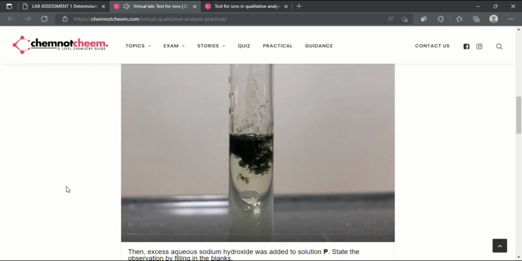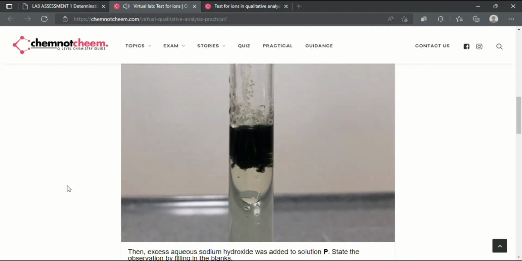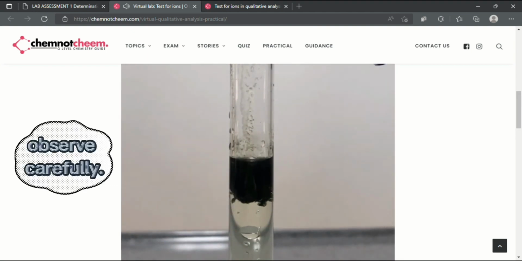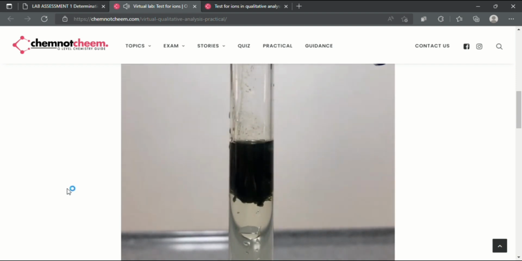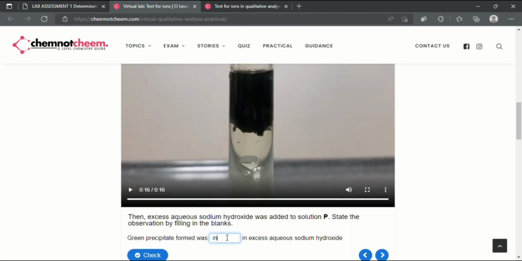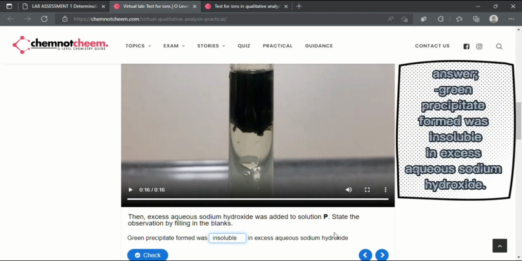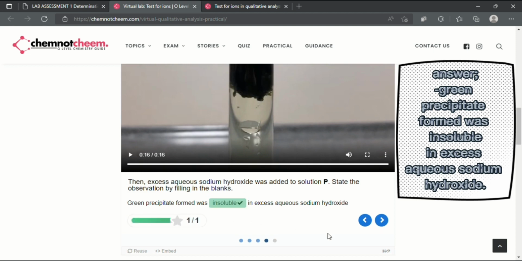Next, the excess aqueous sodium hydroxide was added to solution P. State the observation by filling in the blanks. Observe the video carefully. A green precipitate formed was insoluble in excess aqueous sodium hydroxide.